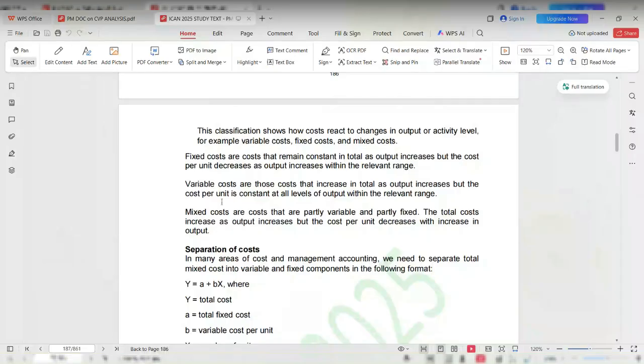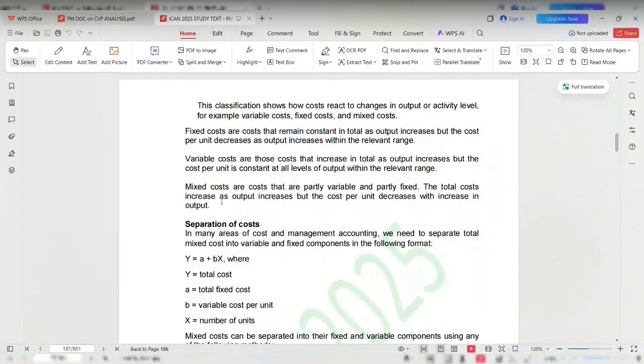So we have separation of cost. I said it the other time. In many areas of cost and management accounting, we need to separate total mixed cost into variable and fixed components in the following format. So this is the formula that we use to separate cost. And most of us have been using this formula. It's just that you don't know that is what you are using.